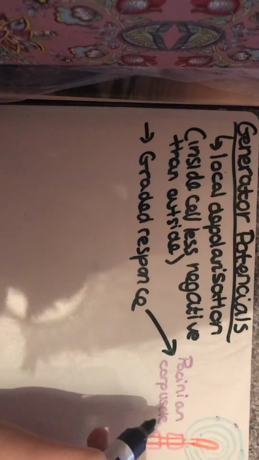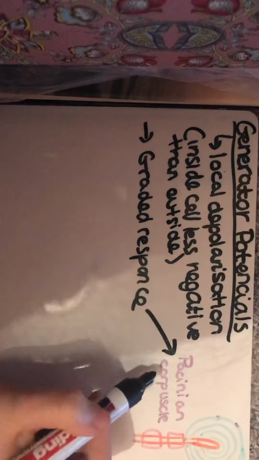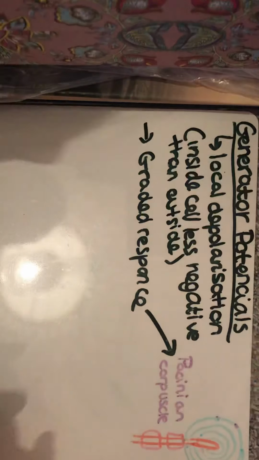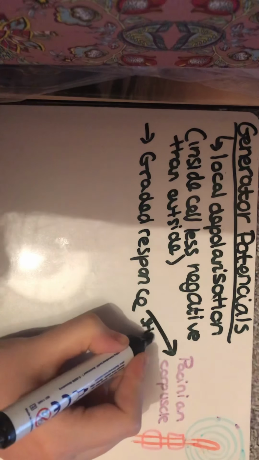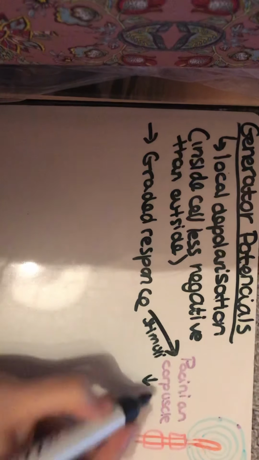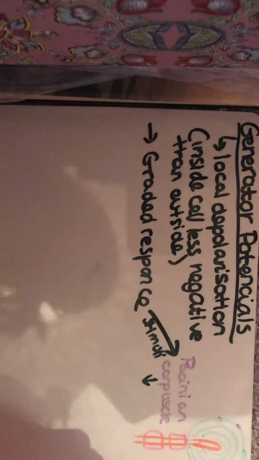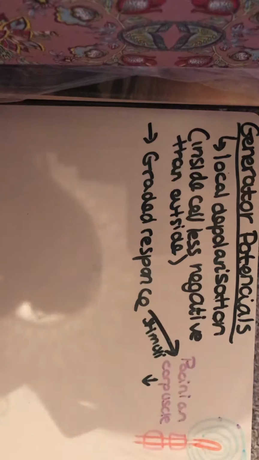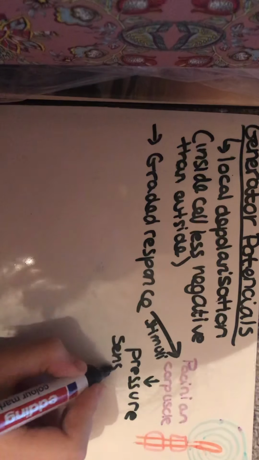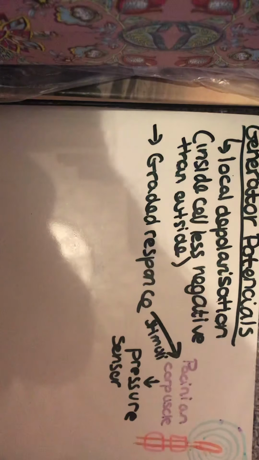associated with a receptor organ, such as the Pacinian corpuscle. It doesn't really matter about my pronunciation as long as we can remember how to spell it. So it's a graded response to the stimuli of the Pacinian corpuscle, which will be a change in pressure or movement, really. So it's a pressure sensor. We have a separate video on this as well. It will detect changes in pressure on the skin. So that's like a movement.